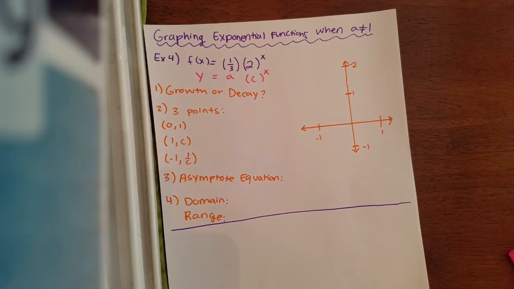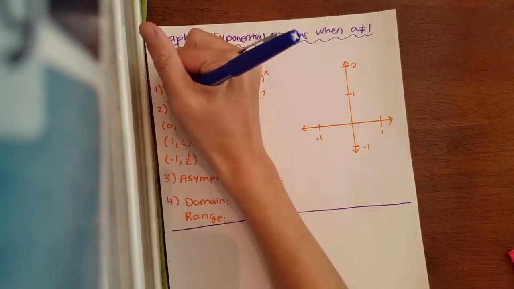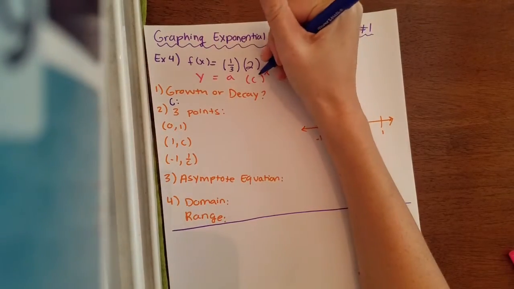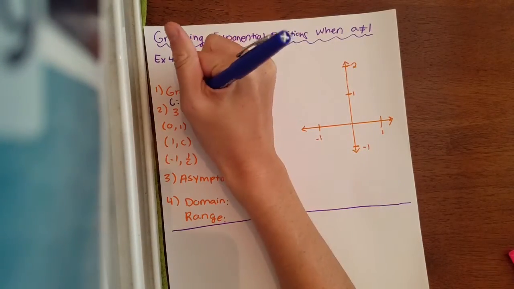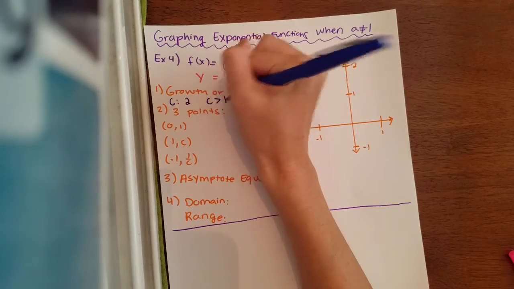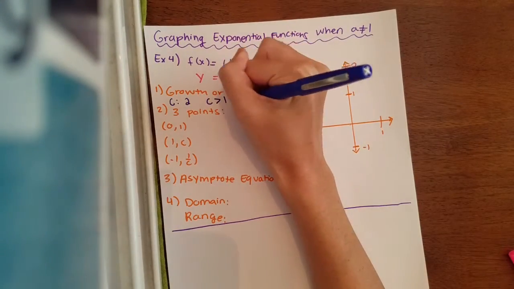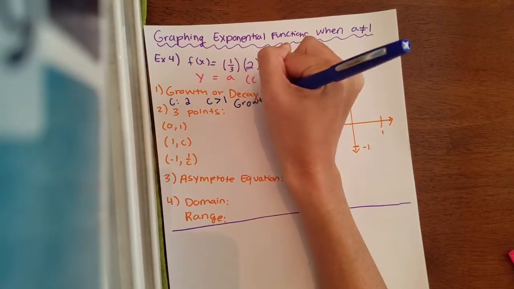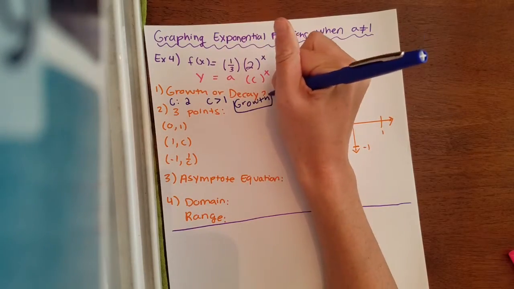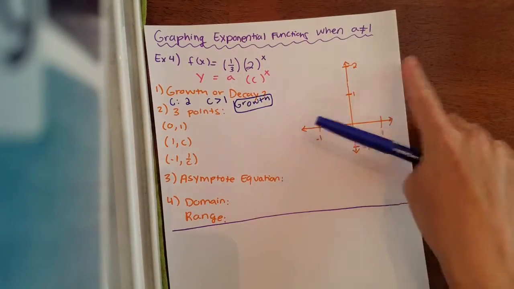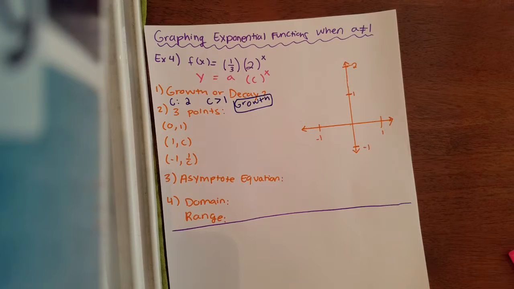So first, our growth and decay, you do the same thing as before. It involves the c value. So our c value, the number with the exponent, is a 2, which is greater than 1. So this is going to be a growth. So I already know when I graph this, it should be increasing from left to right. Okay, and then my 3 points.